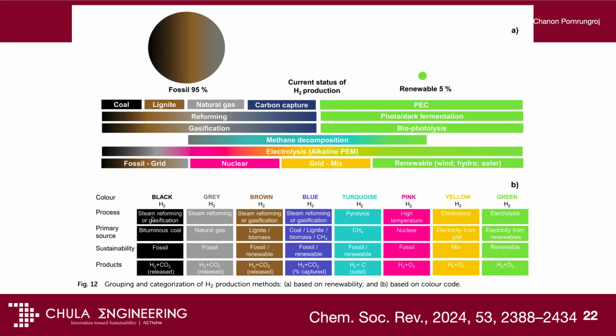So we all need this. It's like chicken and egg. You need infrastructure to start to build up until you can utilize hydrogen or until you can achieve the hydrogen economy. Just to show you how the different colors look.